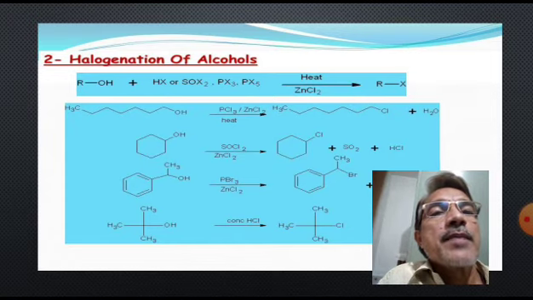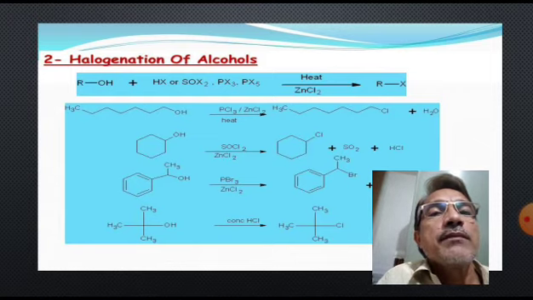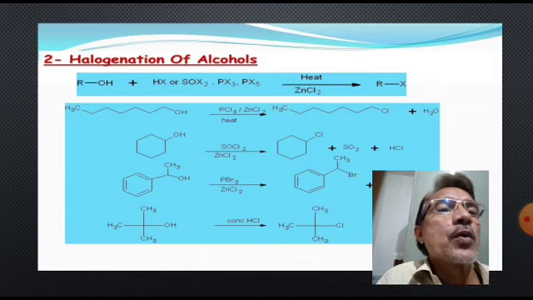In the next example, cyclohexanol. In another example, heptanol is taken. When heptanol is treated with PCl3, it gives chloroheptane.